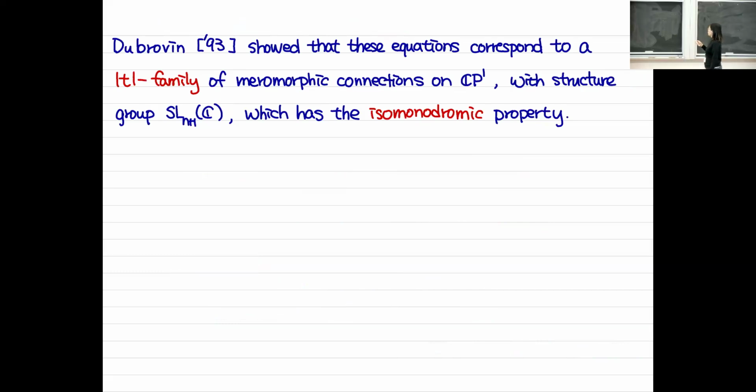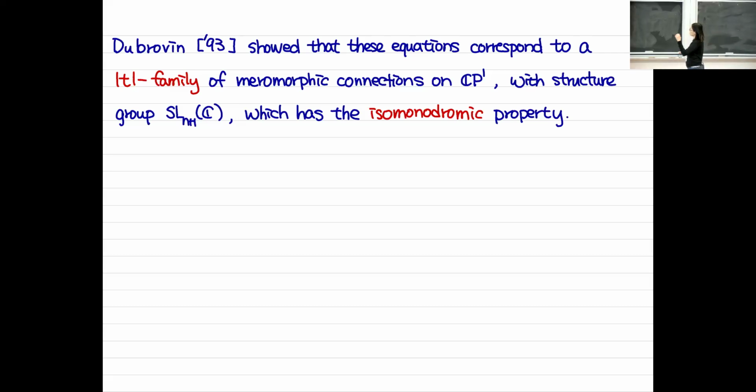In 93, it was shown that those equations correspond to a family of meromorphic connections on CP1 with structure group SL_{n+1}C, which has the isomonodromic property. What it says is the following. You have this base, which is CP1, and then you consider the principal bundle with group SL_{n+1}C. On that, you consider meromorphic connections, which means that you have poles, but the pole singularity is controlled. It is a low-order pole, not like general singular ones.